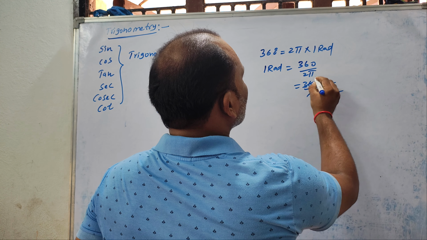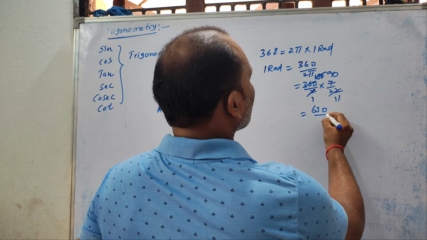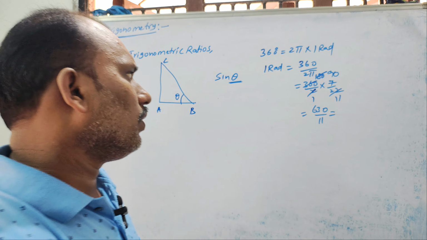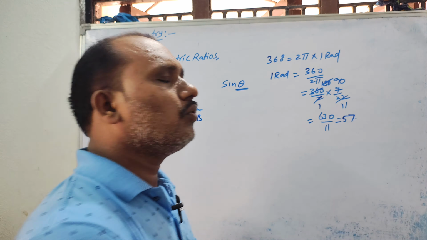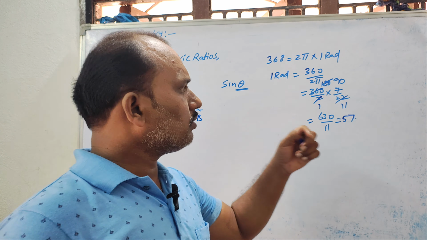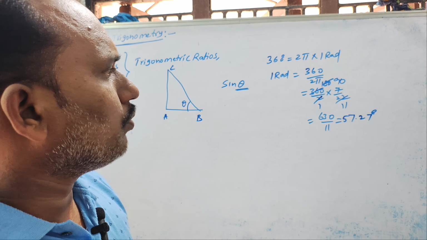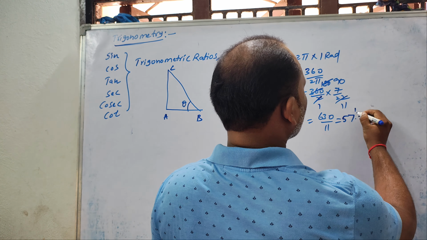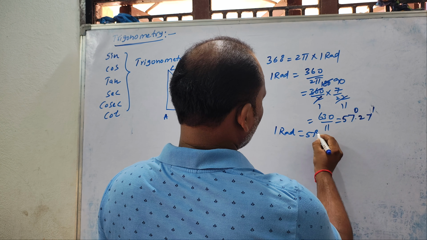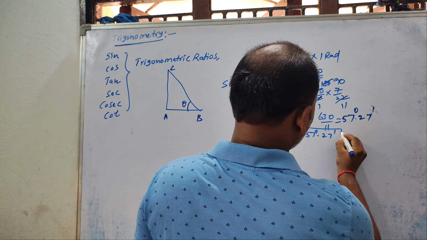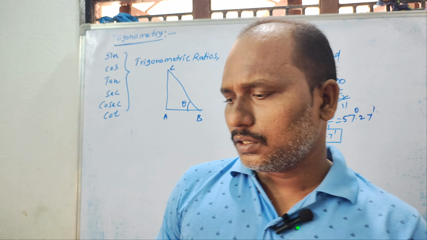It simplifies, so 360 by 11 times 7. Calculating this, 1 radian is equal to 57 degrees 27 minutes. So this is the way we calculate the relation between radians and degrees.